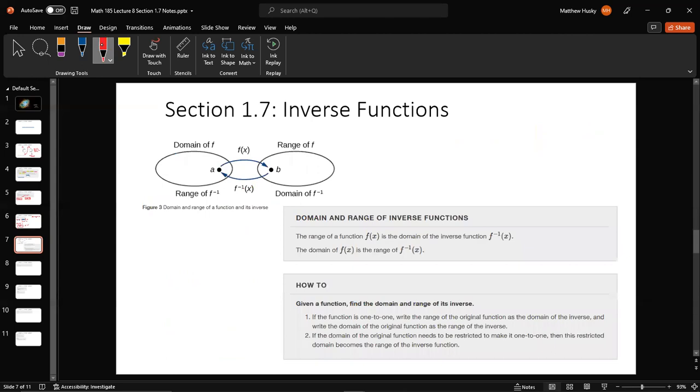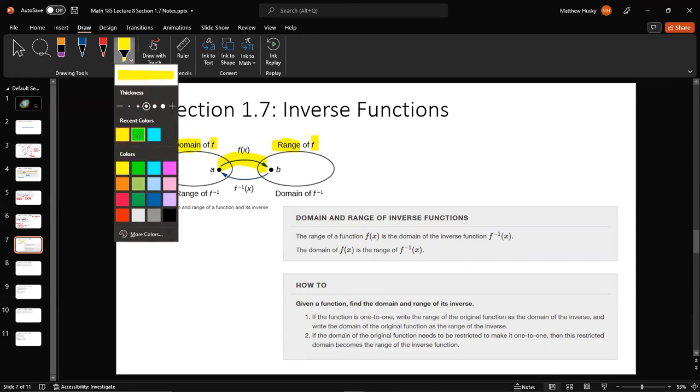So the domain and range of inverse functions. The range of a function f of x is the domain of the inverse function, and then the domain of f of x is the range of f inverse of x. So with this picture, basically what they're showing you here, for f of x, you start from there and go there. Where you start is the domain, where you end is the range. So that's the domain of f and the range of f.